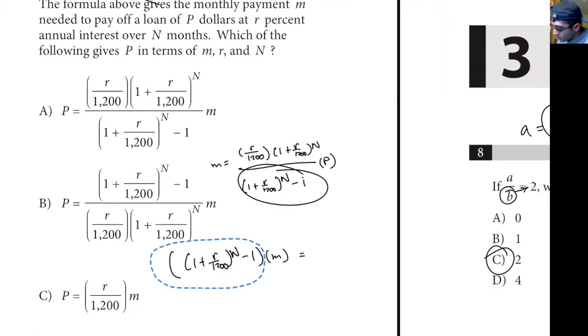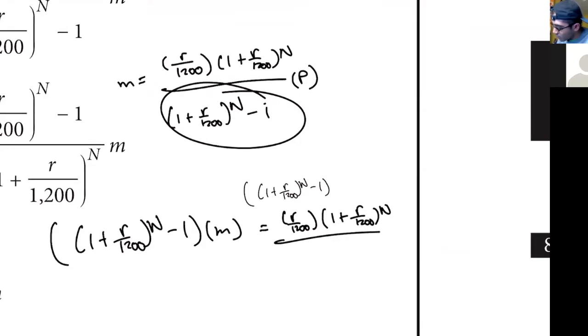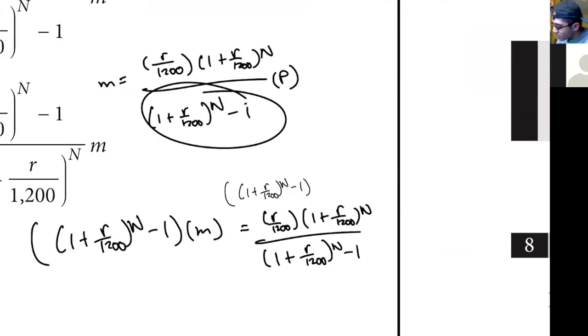Can I copy? Thank you. I'll paste that right here. So we're going to multiply that. I'm going to keep it right here. And then we'll have it. So it's r over 1200 multiplied by (1 plus r over 1200)^n over (1 plus r over 1200)^n minus 1, multiplied by P, right?